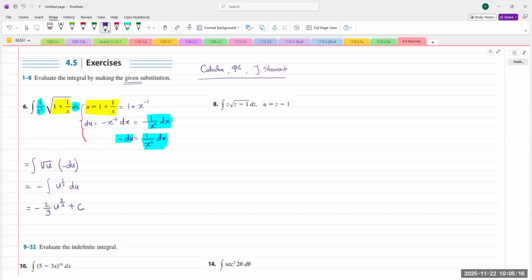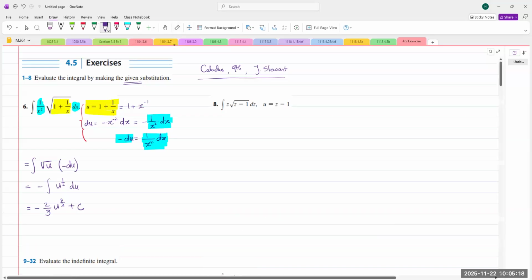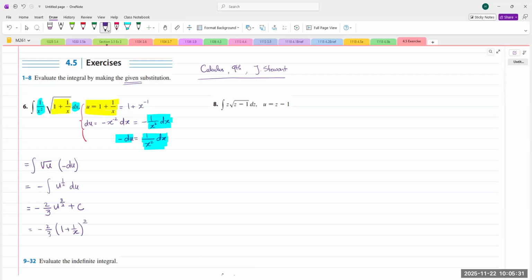Now after that, we substitute our u back to what the u was earlier. The u was 1 plus 1 over x to the power of 3/2. Don't forget plus constant as usual.